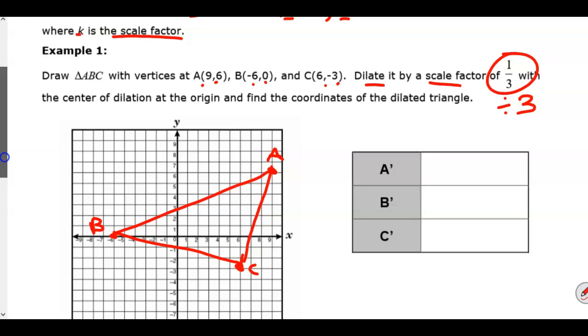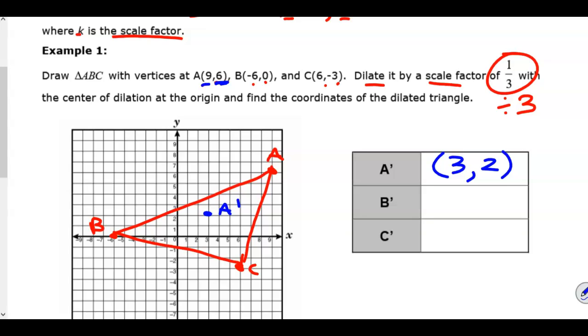So let's do that. I'm going to do it in blue. So 9, 6. 9 divided by 3 is 3. What's 6 divided by 3? 2. Good. That's my new A prime. Let's plot 3, 2. 1, 2, 3, 1, 2. This is my A prime.